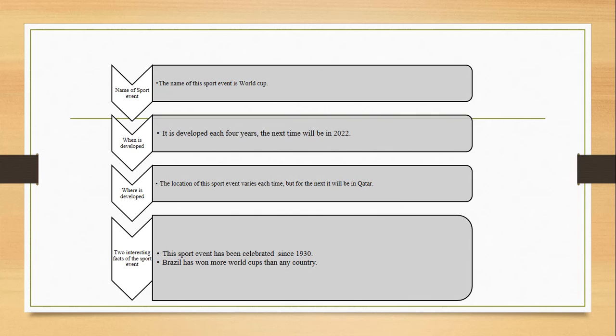Okay, the next part is when it is developed. The students are going to write, it is developed each 4 years. The next time will be in 2022. Correct. Where it is developed, the location for this sport event varies each time, but for the next it will be in Qatar. Okay. And the last part is, the sports event has been celebrated since 1930. Brazil has won more World Cups than any country. Okay. All of this is how it works.